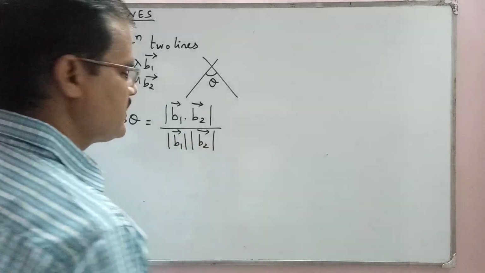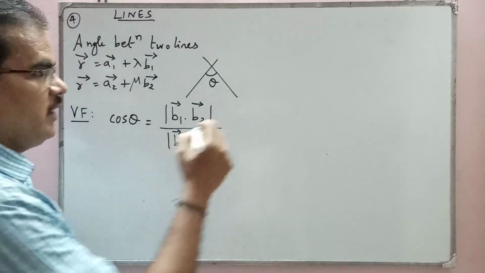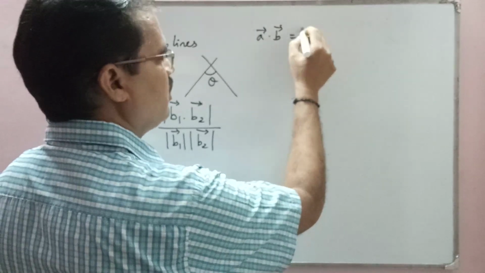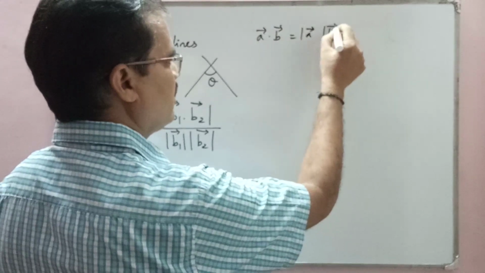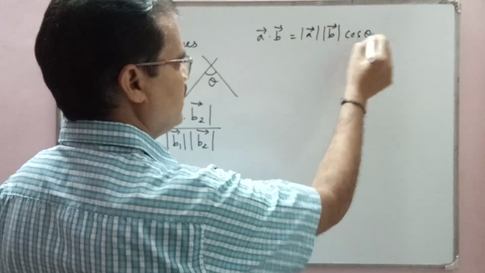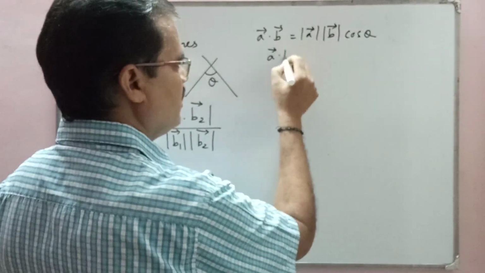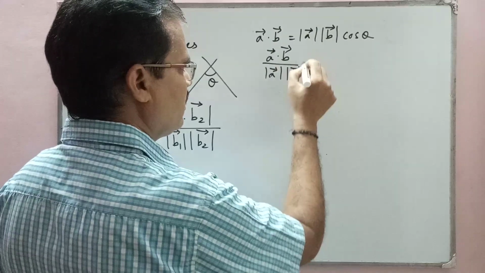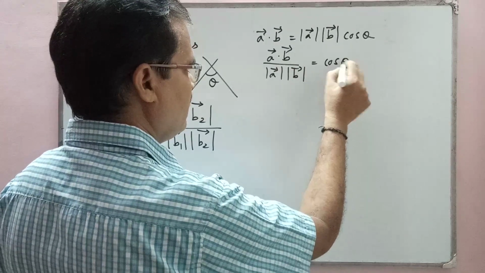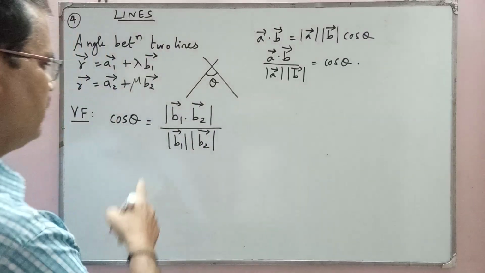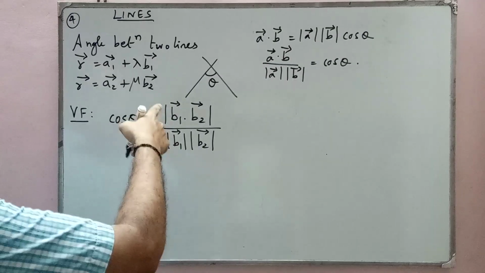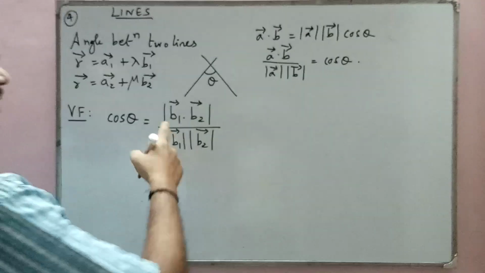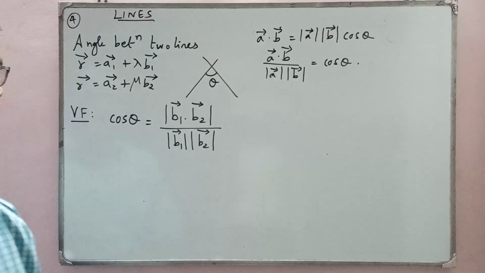How to remember this? We have a formula, right? A dot b formula. What is that? A dot b equal to modulus of a vector, modulus of b vector cos theta, right? In that, if you want to find cos theta, what will you write? A dot b divided by modulus of a vector modulus of b vector equals cos theta. The same thing I have written here. Cos theta is going to be a positive value, so we are taking modulus b1 dot b2. Here there are two lines, so we have taken the directions.